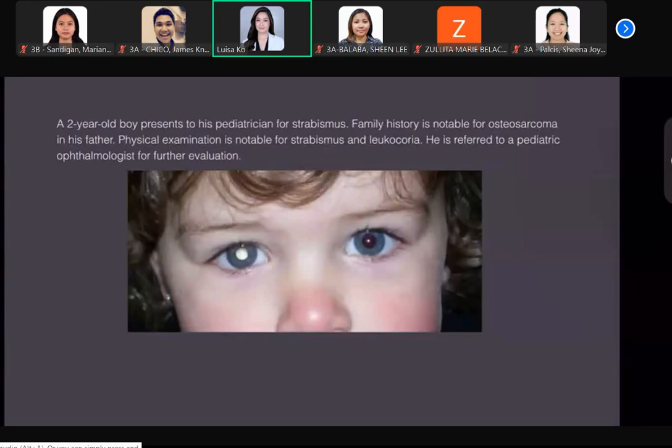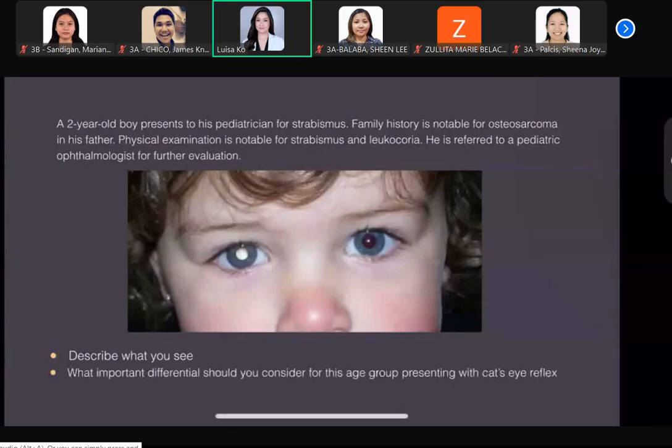So if you have a reflex like this, then that means there's something wrong. You're supposed to have a red-orange reflex, diba? Describe what you see then. So again, there is a white reflex. When you say leukocoria, you have to differentiate where that opacification is in the media. Remember, you have to tell us if it is in the cornea, in the lens, or more posterior, in the vitreous or in the retina. The only way to tell for sure is to do a complete eye examination.